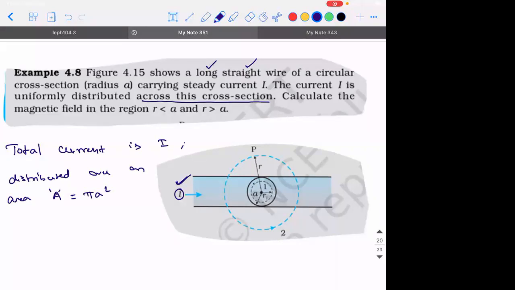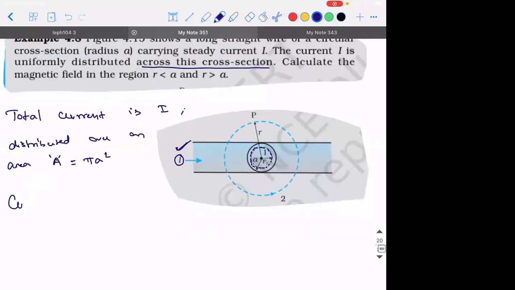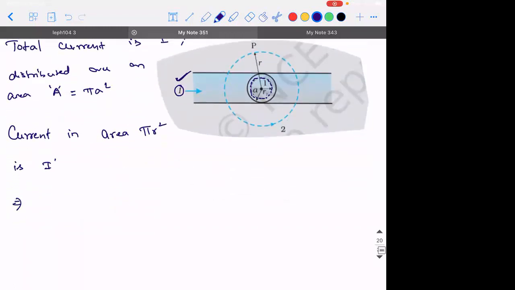So if I take a small cross-sectional area, which is less than A, then let's say the current in area pi R square is I dash. Then I dash divided by pi R square is equal to I divided by pi A square. So what I'm trying to do is equate their densities, since the current is uniformly distributed over a particular range.